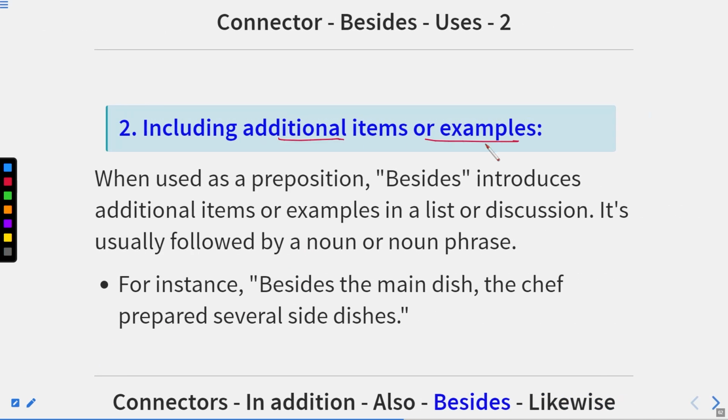Including additional items or examples. When used as a preposition, besides introduces additional items or examples in a list or discussion. It is usually followed by a noun or noun phrase. For instance, besides the main dish, the chef prepared several side dishes. So besides the main dish: main dish is actually the noun phrase that has been used after the word besides.